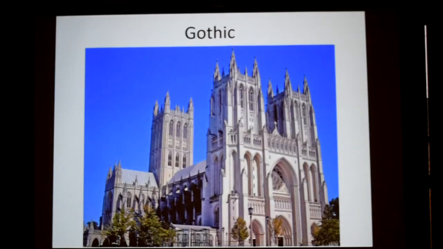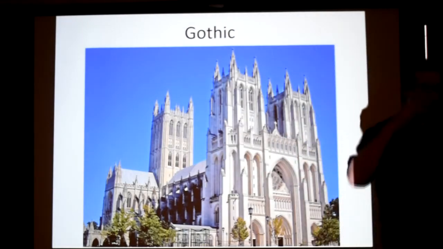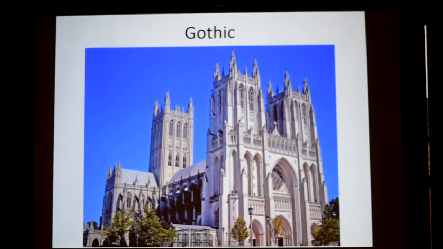Gothic architecture has lots of spikes, and the arches are peaked. It has a lot of stained glass windows, so much so that the walls aren't load-bearing. You'll know a Gothic church if it has what are called flying buttresses that actually hold the walls up, because there's so much stained glass in the walls, they don't support themselves.